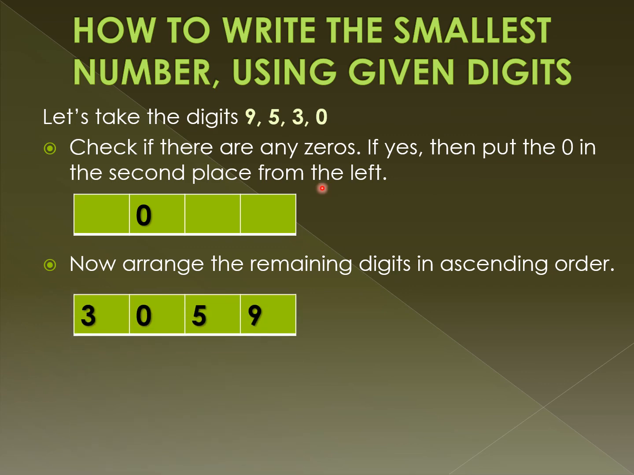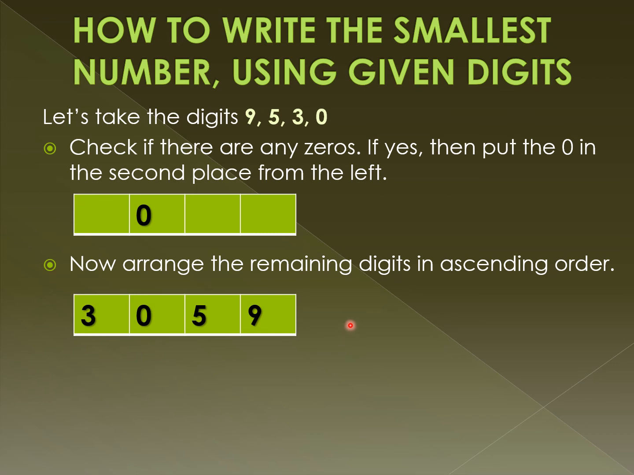That'll be the smallest is 3, 0 remains in the second place, 5 and 9. So the smallest number using the digits 9, 5, 3, 0 is 3059. That is how we find the smallest number.